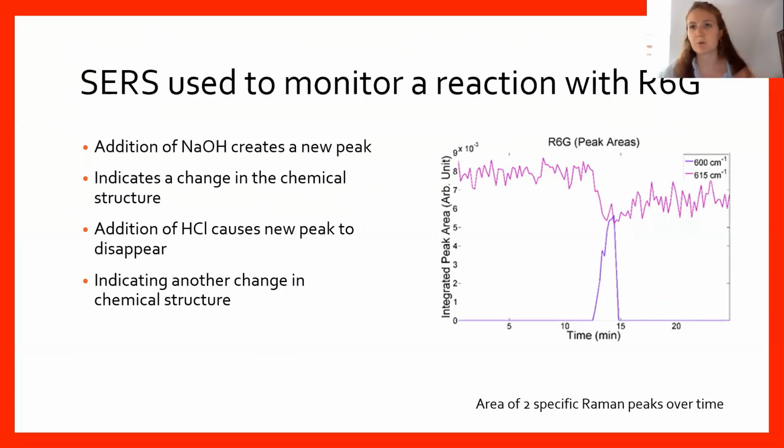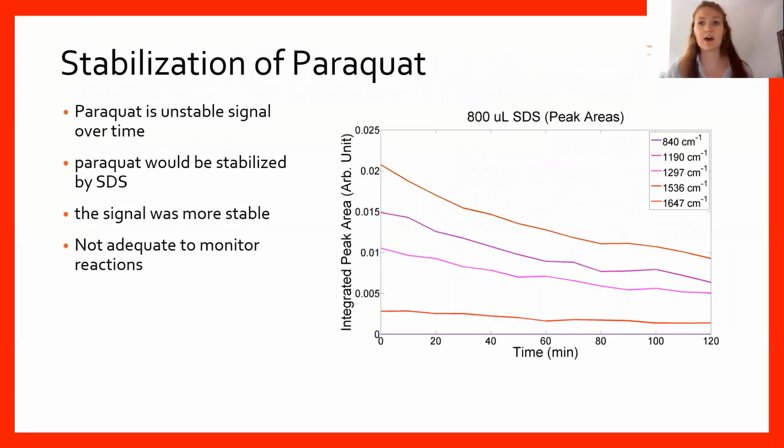We just picked one specific peak on the spectra, and they all act the same. This lighter purple line up here is the starting peak. When we add sodium hydroxide, a new peak increases at about the 12-minute mark, which is when we added it. The change in that Raman indicated that there was a structural change. Then we added hydrochloric acid after, and when that peak disappears, that indicated to us that another chemical reaction was going on.